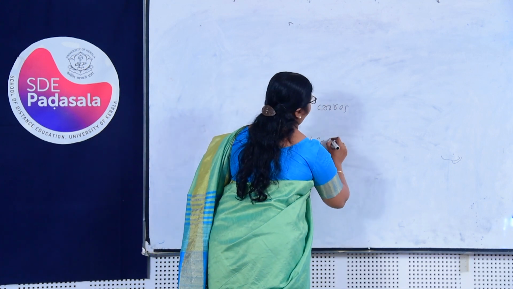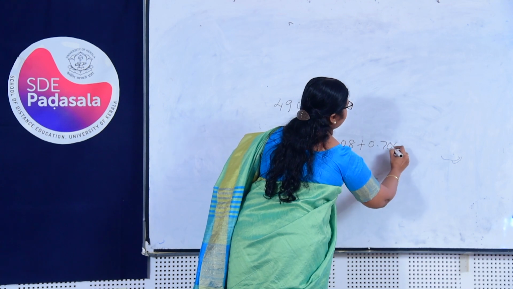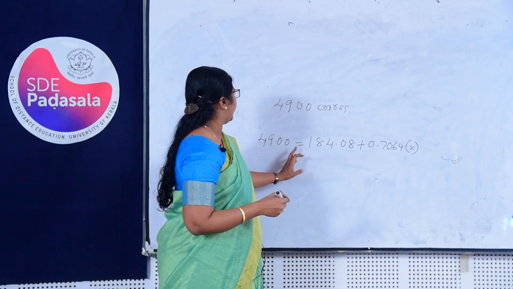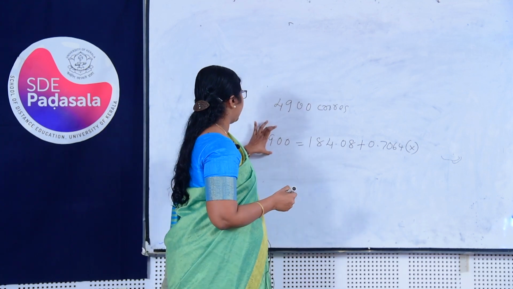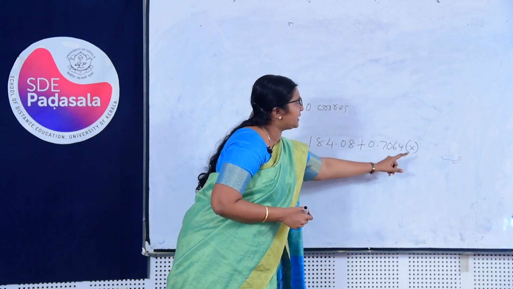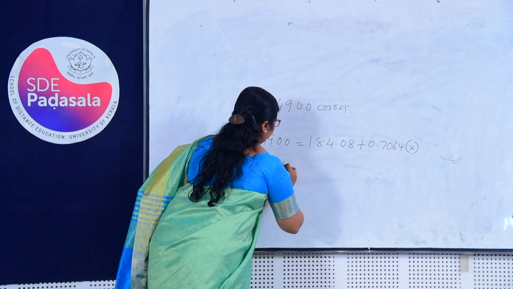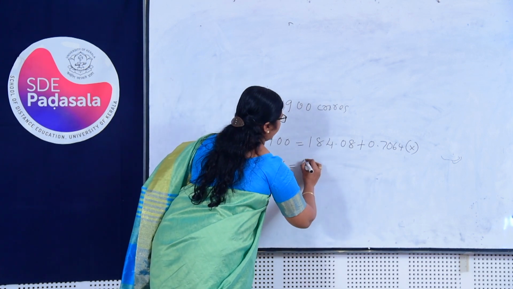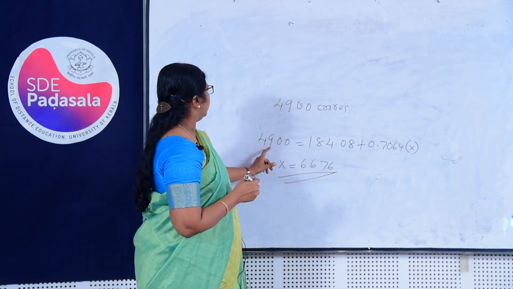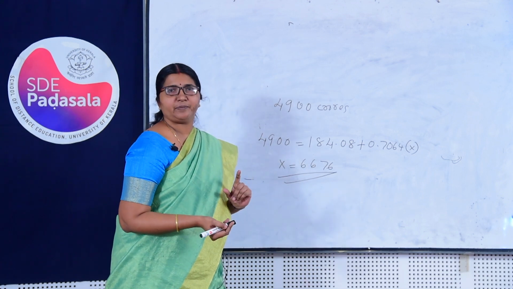4,900 is equal to 184.08 plus 0.7064 into x. So, we have substituted the values. This is the targeted consumption expenditure. Then we can find out the value of income which will guarantee this consumption expenditure. So, then we can find out that x is equal to 6,676. So, in this way, this model can be used for control or policy purposes.